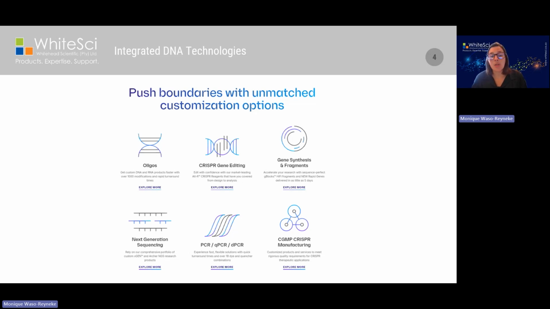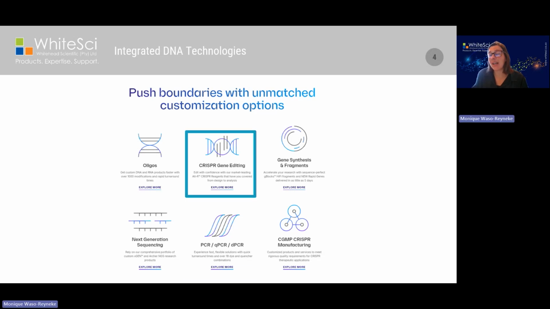Then we have our CRISPR gene editing portfolio, where we have a variety of Cas enzymes to choose from and some tools that can be used for your CRISPR editing experiments. We can do gene fragments and gene synthesis. We have quite a big variety of next generation sequencing products. And then, of course, our PCR, qPCR, digital PCR offering, which is quite popular. Now, in the next couple of slides, I will just highlight the main products under each of these categories.